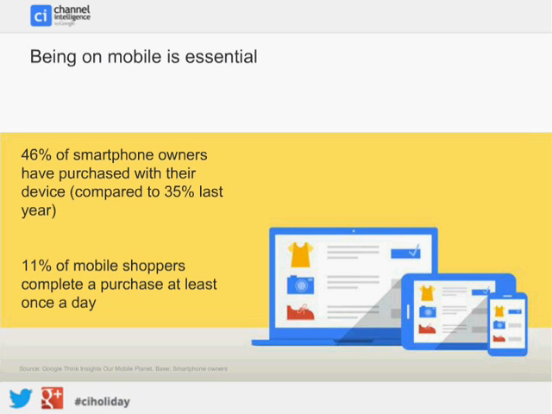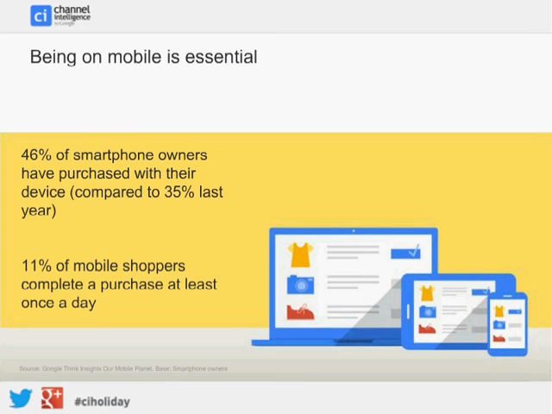That is stunning. I try to purchase lots of things on my phone, and I work in Google Shopping and Channel Intelligence, and I just find that amazing that 11% of shoppers complete a purchase at least once a day. I don't think even I conclude that many purchases over my phone. So consumers are using their phones to purchase. Being on mobile is essential.